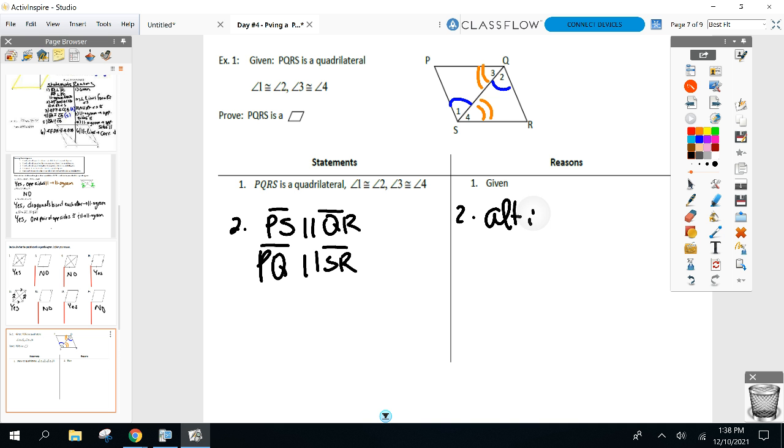Alternate interior angles congruent imply parallel lines.